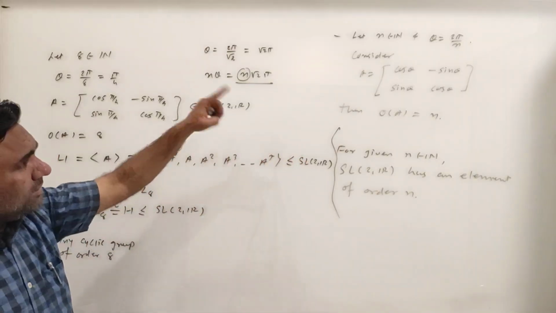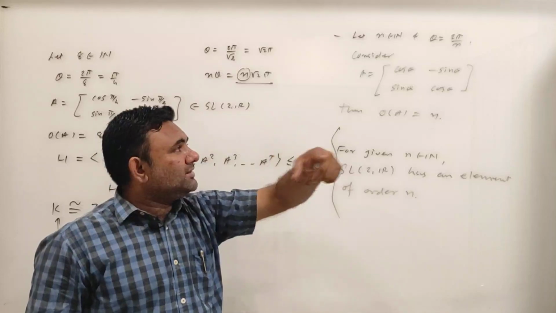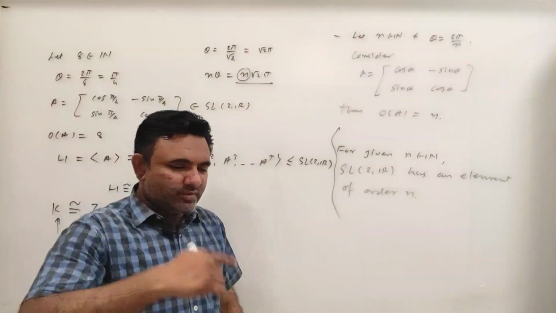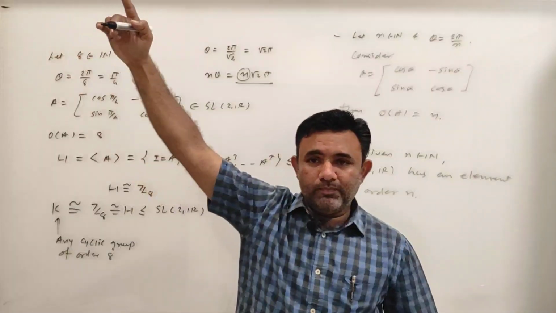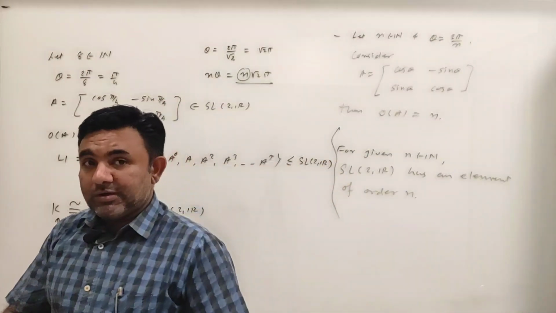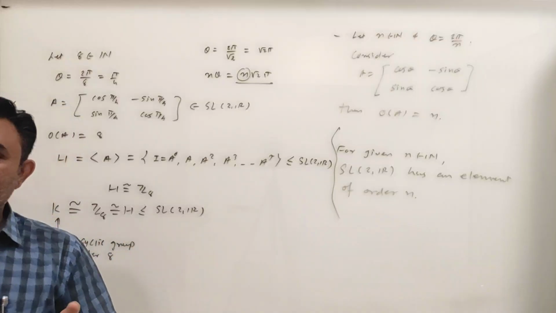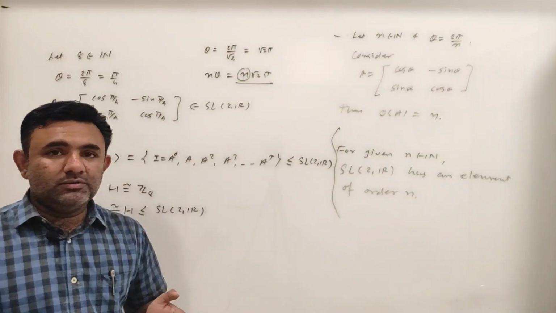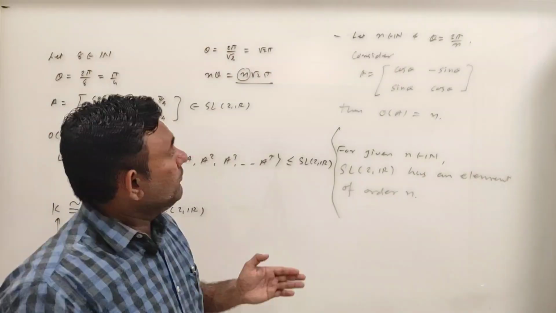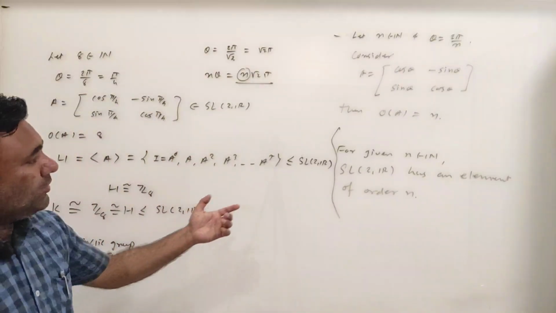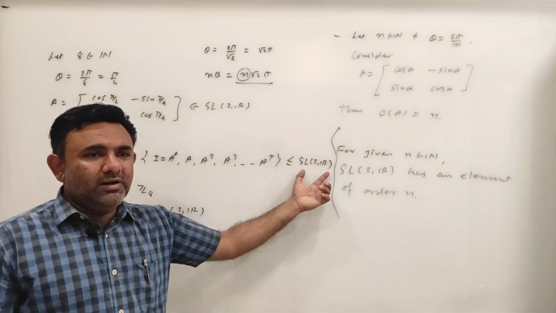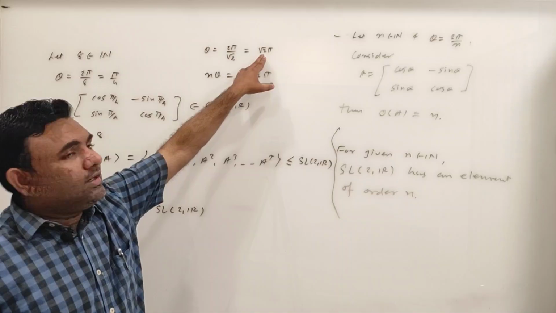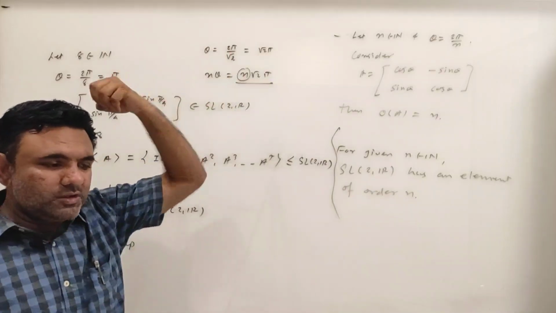So you consider that matrix A is equal to cos theta, minus sin theta, sin theta, cos theta, and theta is root 2 pi. Then you consider A square, A cube, and so on. You consider this sequence of powers of A, then it will never become the identity matrix, right? So you have one element of infinite order in SL2R, not just one element. You have uncountably many elements. You consider any irrational number, and irrational numbers are uncountable.